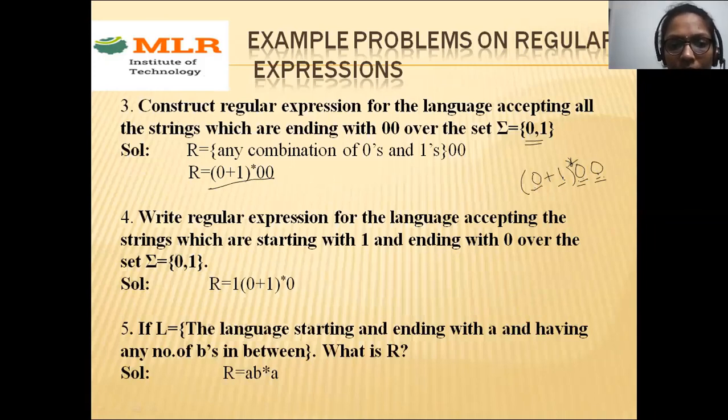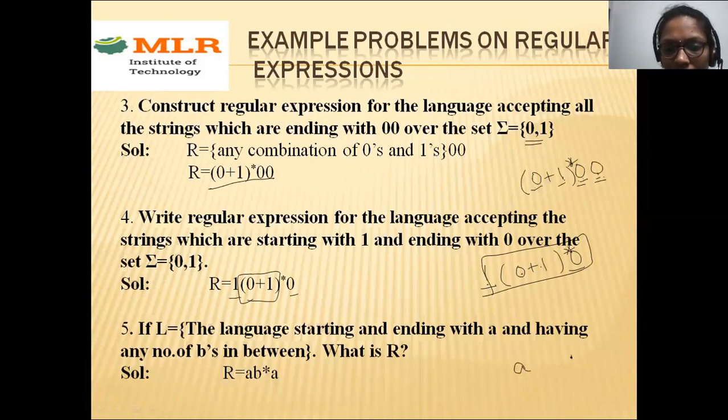Now write the regular expression for the language accepting strings which are starting with 1 and ending with 0. Starting with 1, ending with 0. In between this, you may have anything, any number of zeros, any number of ones, with any combination. So this will be the regular expression. Start with 1, end with 0, and in between you may have anything. And now, if L is the language starting and ending with A, and having any number of B's in between, any number of B's means B star.